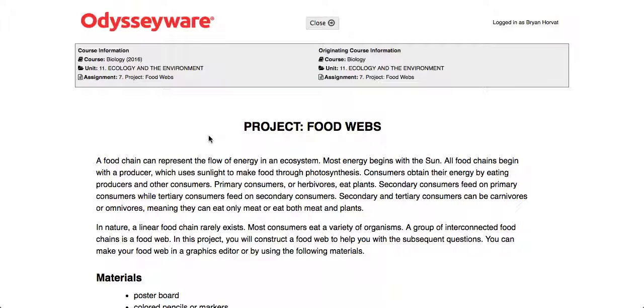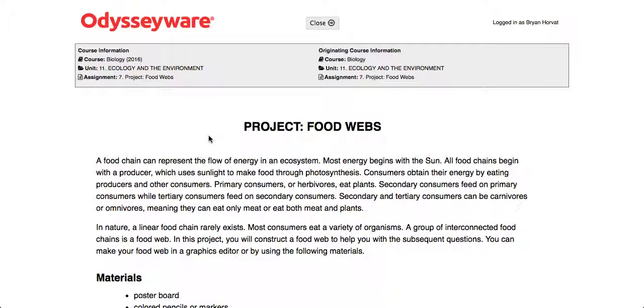Okay, so the project really focuses mostly on food chains and food webs. Okay, a food chain essentially is a representation of the flow of energy in an ecosystem. Okay, and most energy, in fact, all of our energy begins with the sun. Okay, so all food chains begin with a specific primary producer, which uses sunlight to make food through the process of photosynthesis.